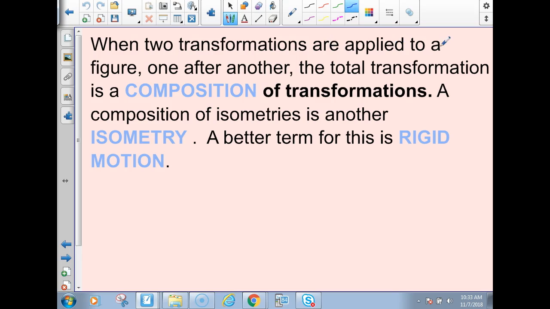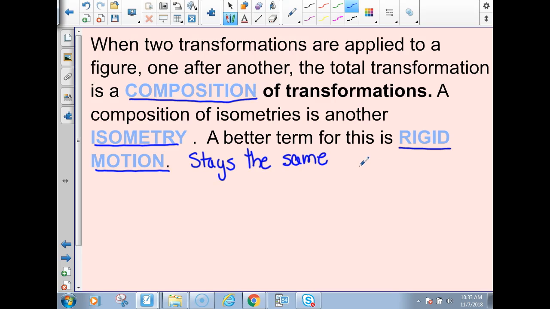When two transformations are applied to a figure, one after the other, the total transformation is a composition of transformations. It could be 2 or more. So compositions, like putting together 2 things, you might want to look at what happened in the end. A composition of isometries is another isometry. A better term for this in the Common Core standards is rigid motion. What that means is it stays the same size.